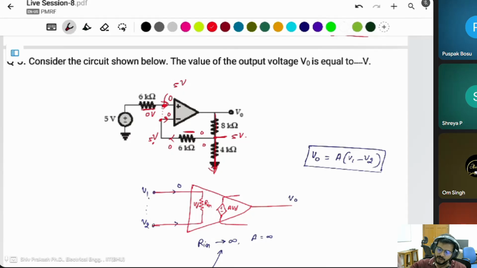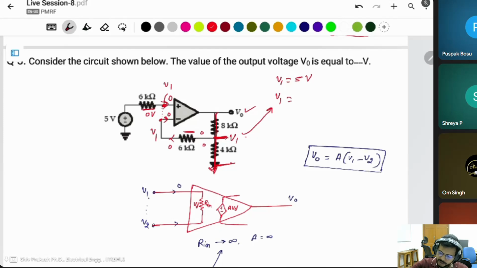If these two resistors are connected in series and the voltage across this resistor is 5 volt, then what is the output voltage? Suppose this voltage is V1, the same voltage is also here, V1, and this is also V1, where V1 is equal to 5 because of the virtual short here. Then what is V1 in this case?